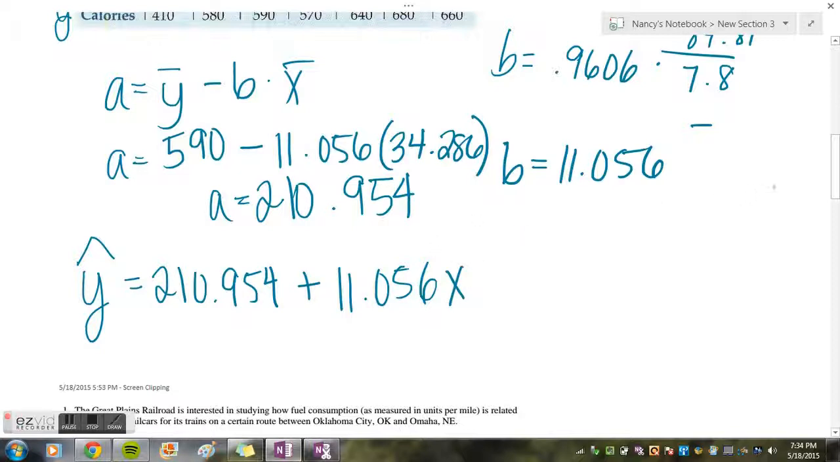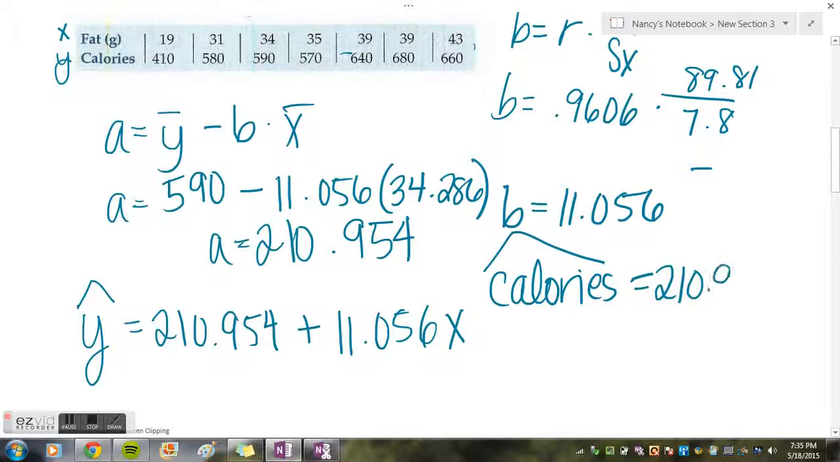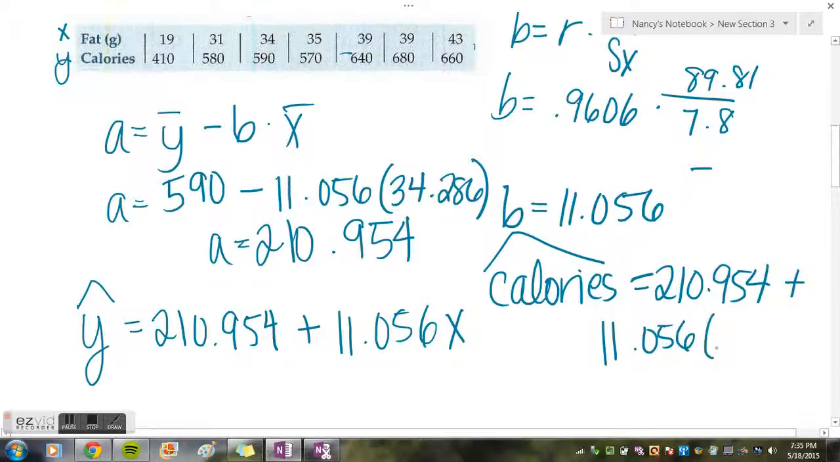So now that we have that equation, we can also write it in context. So we have the predicted calories, since the calories is your y value. So you have the calories hat equals 210.954 plus 11.056 times the grams of fat.